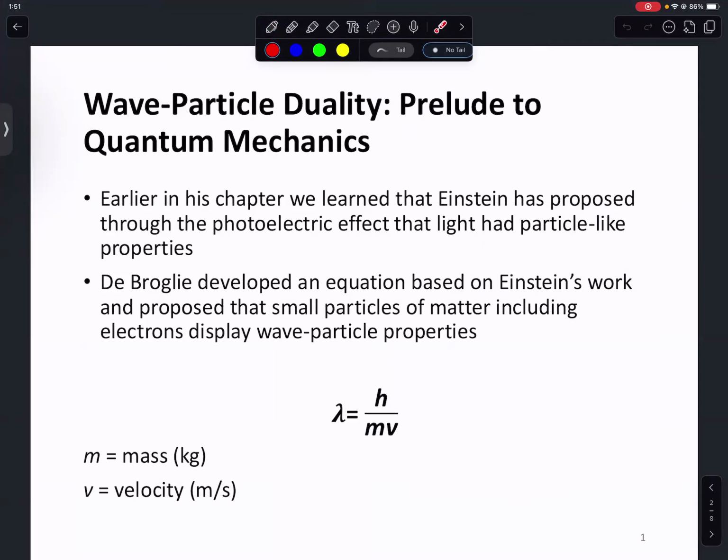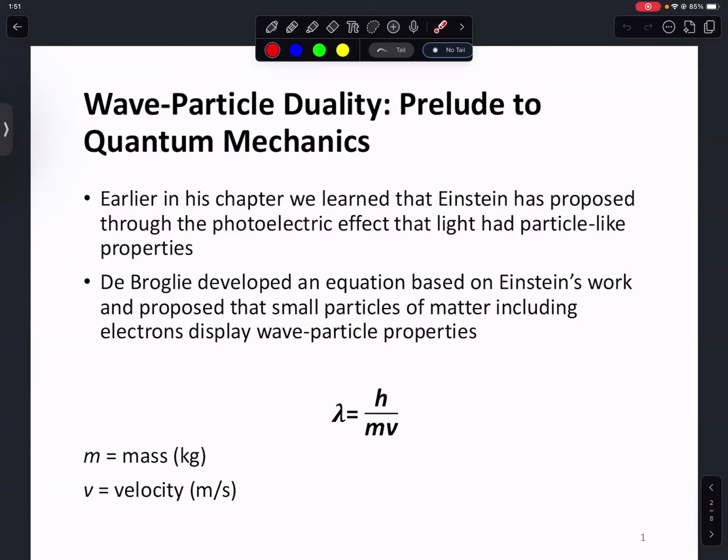Earlier in the chapter, we discussed the experiment that Einstein conducted, which is the photoelectric effect, and discovered that in addition to light traveling as a wave, it had a particle-like nature. And we talked about the photon, and this is where the wave-particle duality of light comes from.